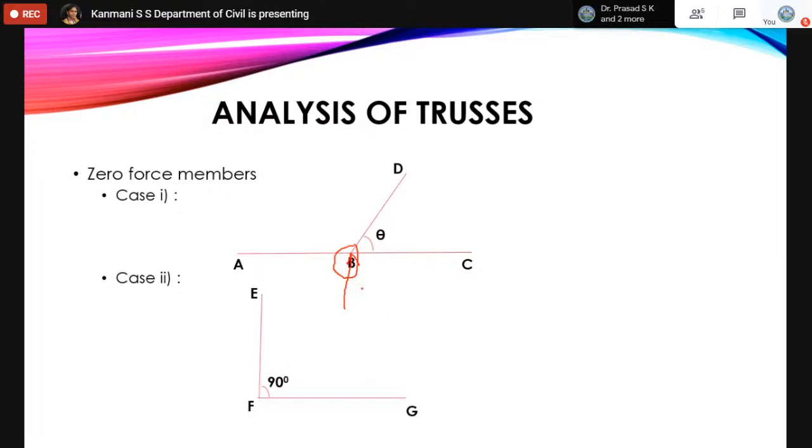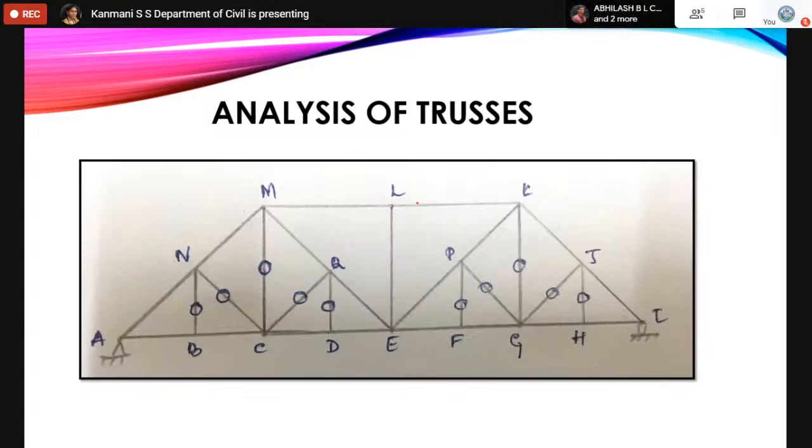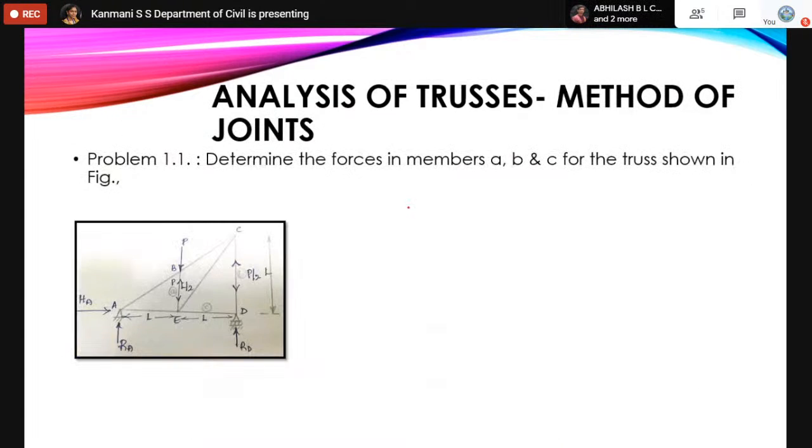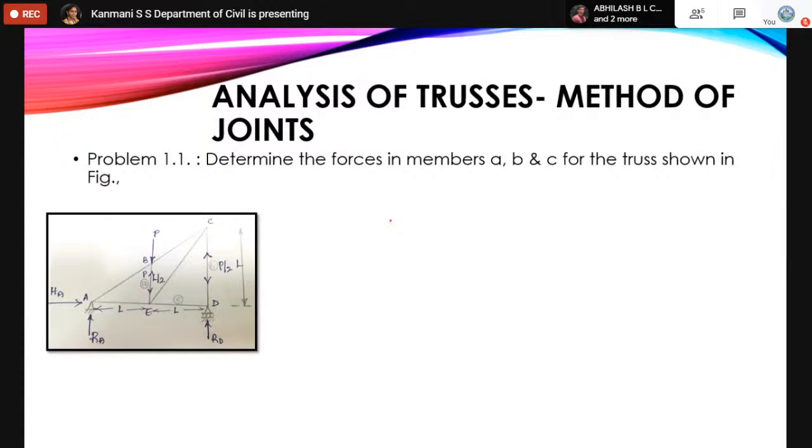okay, if that is the case, now only 3 members are there here. Hence, 2 are collinear, then the third one is 0. Simple, you apply sigma Fy equal to 0, you don't have any other component except this BD sine theta. So BD sine theta equal to 0, nothing but BD is equal to 0. Very simple.